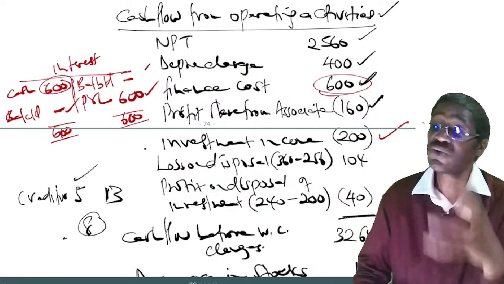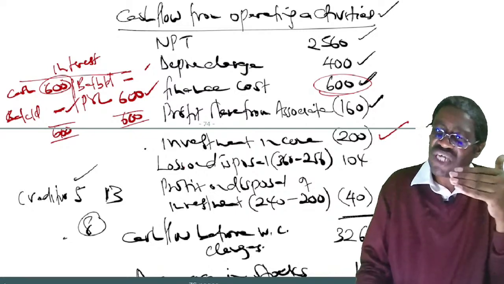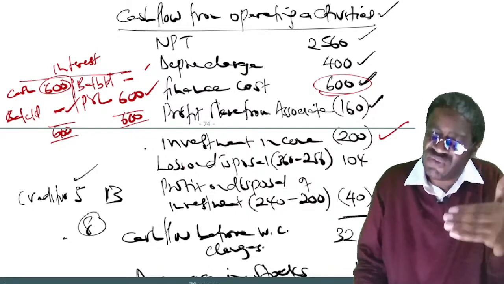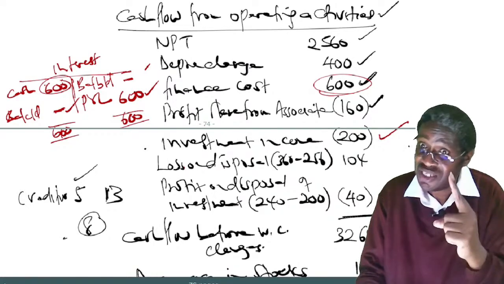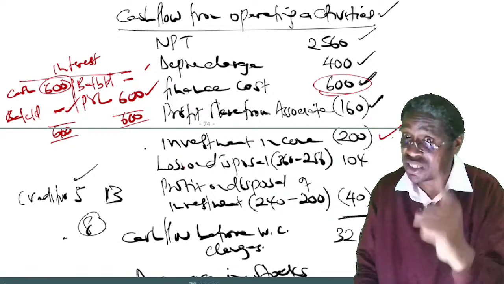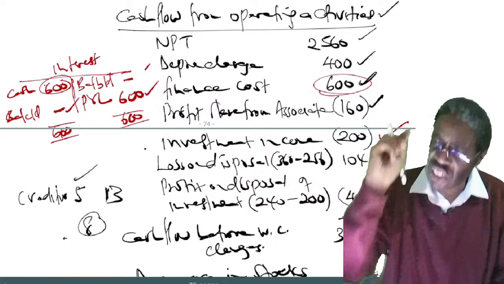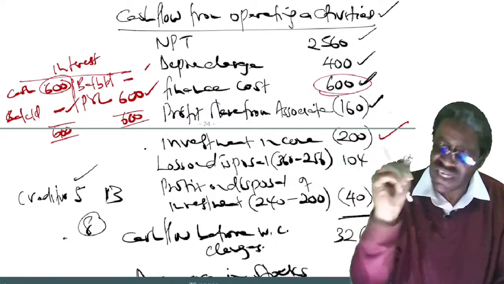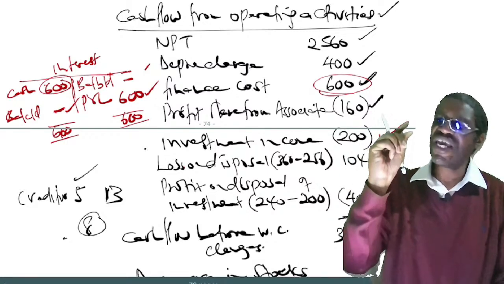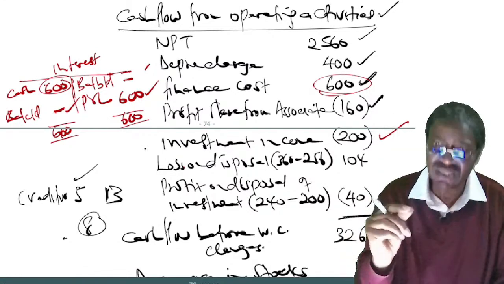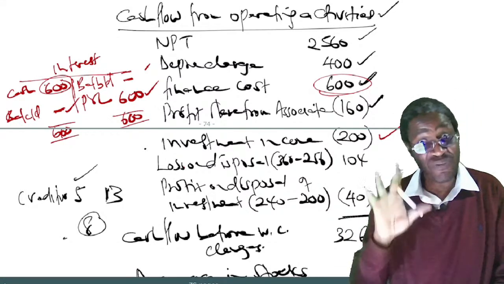So what I'm trying to say is this, that when you don't have any accrued interest at the end of the year in the balance sheet, then it implies that what was the charge for the year in the income statement must have been exactly what you paid during the year. I hope you are following.